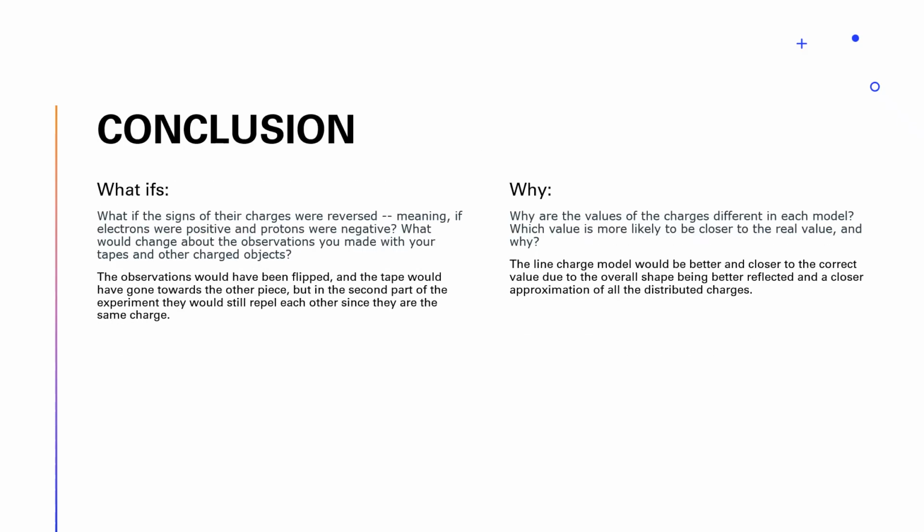Conclude lab 1 with the what ifs and why. If the charges were flipped in sign, the observations would have been flipped. However, the second part of the lab would still be the same, since instead of both being positive charges, the two negative charges would still repel each other because similar charges repel each other.